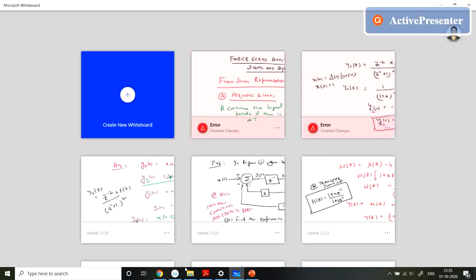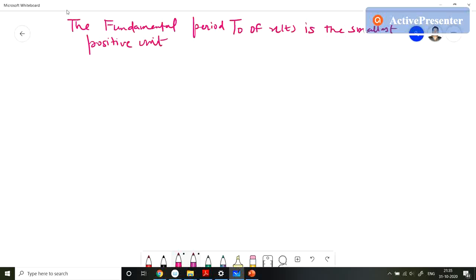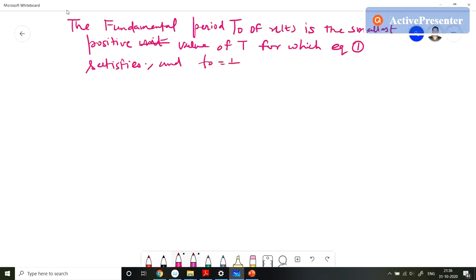Now there is a fundamental period. The fundamental period T0 of x(t) is the smallest positive value of T for which equation 1 is satisfied. And f0 equal to 1 by T0 is called the fundamental frequency.